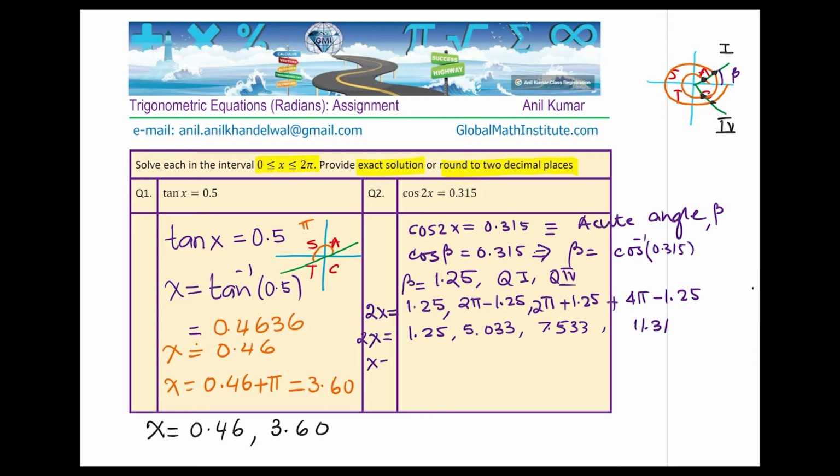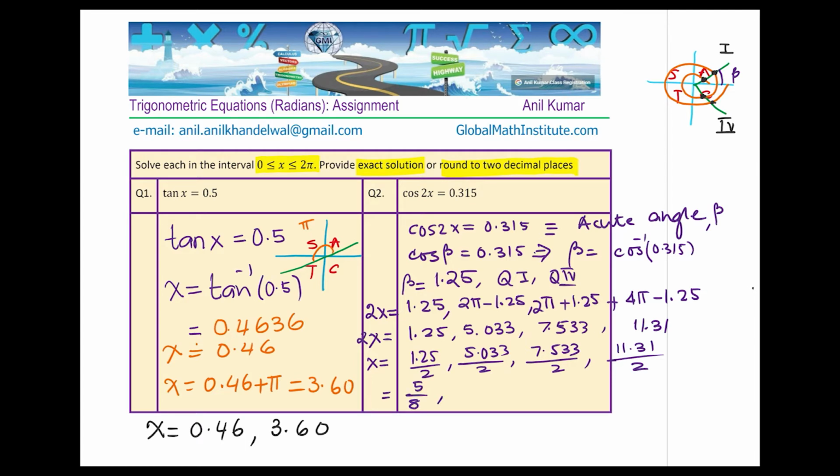Now these are the angles in radians for 2x. So what is the value for x? We are going to divide them each by 2 to get the value for x, right? So we get 1.25 divided by 2, 5.033 divided by 2, 7.533 divided by 2, and 11.31 divided by 2. So that gives you the possible values for x. So 1.25 divided by 2 is equal to 5 by 8, which is 0.625. So we could write the exact value of 5 by 8.